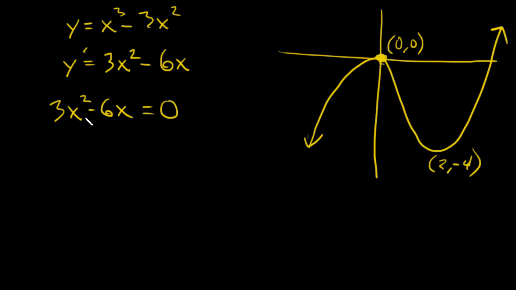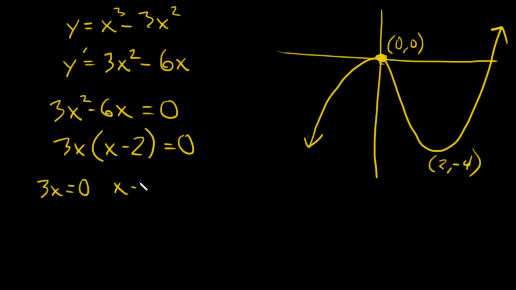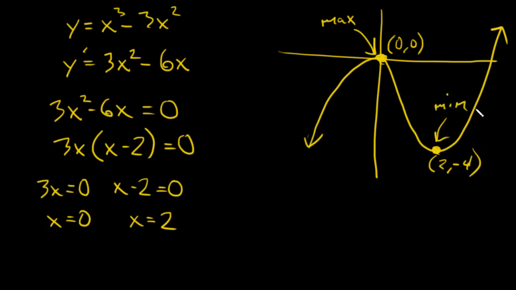Alrighty, so I'm going to start off by factoring out what they have in common, 3x. That's going to be 3x times x minus 2 equals 0. And then I set each piece equal to 0 and solve. 3x equals 0, and x minus 2 equals 0. So x equals 0, and x equals 2. Then what do you know? At x equals 0, right here, we have a max. And at x equals 2, right here, we have a min. So it works.